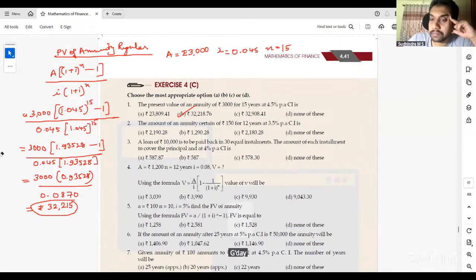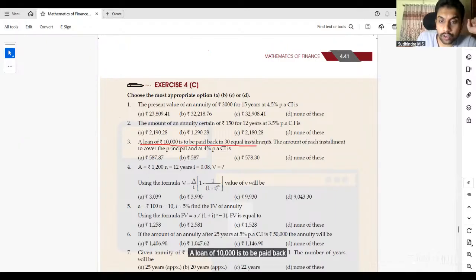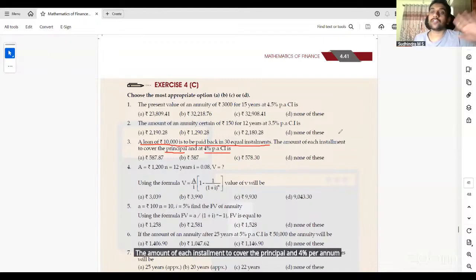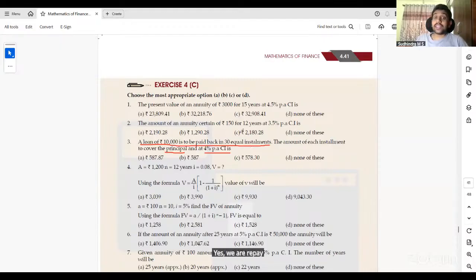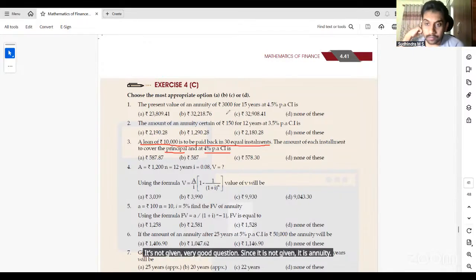Can I erase what's there on the screen? Now, what are they telling? A loan of 10,000 is to be paid back in 30 equal installments. The amount of each installment to cover the principal and 4% per annum compound interest. First point, is it annuity? Yes, we are repaying in 30 equal installments, so it is annuity. Is it annuity due or annuity regular? Since it is not given, it is annuity regular.